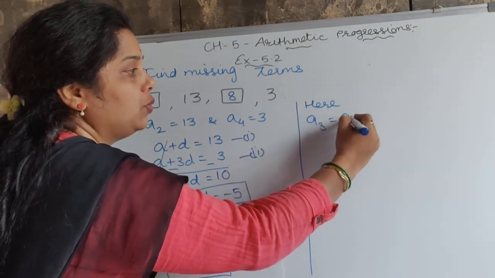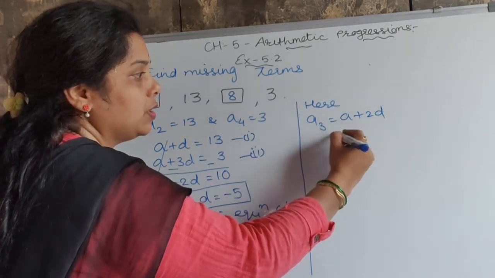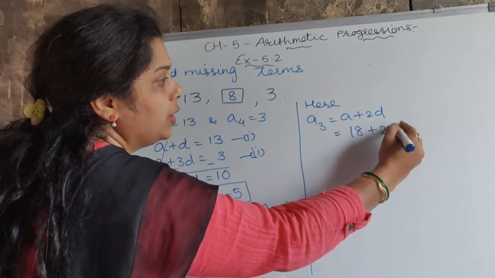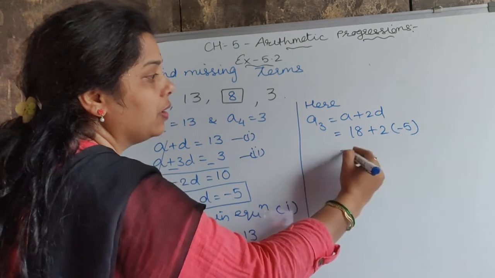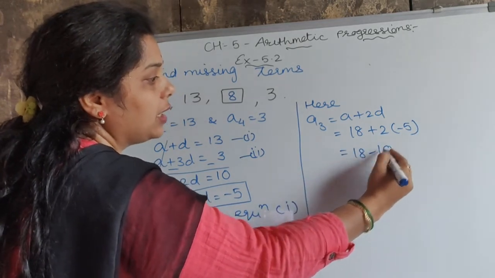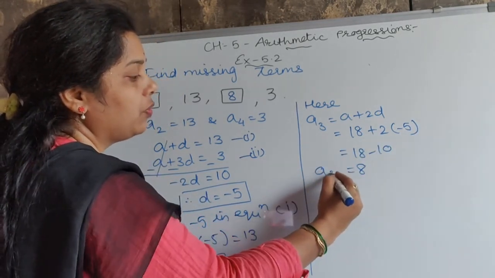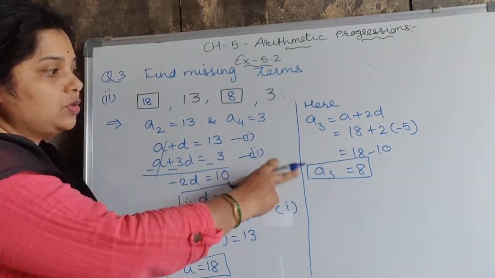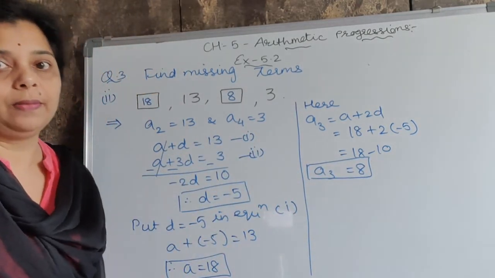A3 is equal to A plus 2D. A we already got, it is 18, plus 2 into D, which is minus 5. So 18 minus 10 is equal to 8, and therefore A3 is equal to 8. You can do it like this also. Is it clear?